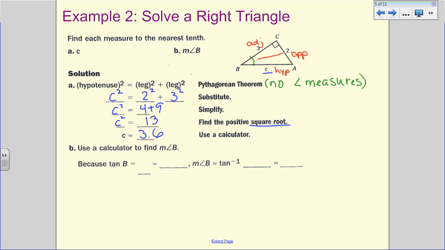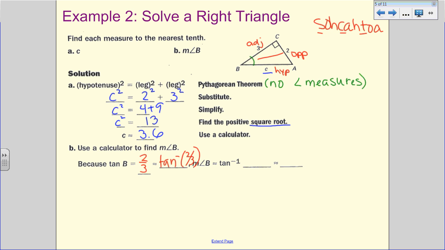So what 2 sides do you have measurements for? Opposite and adjacent. If we think of SOHCAHTOA, which ratio has opposite and adjacent in it? Tangent. Alright, so that's how I know to use tangent. So tangent of B is equal to 2 over 3. So that means I'm going to take tangent inverse of 2/3.